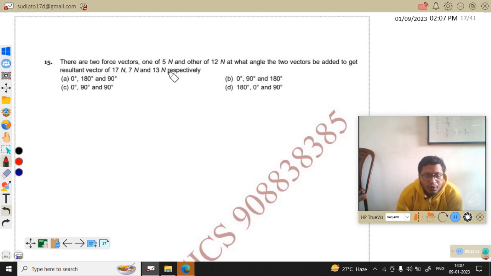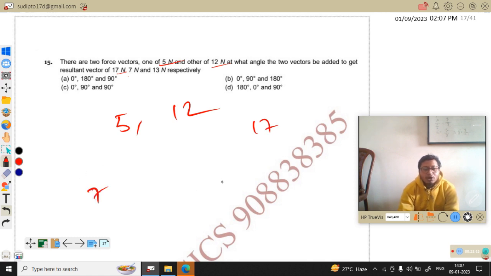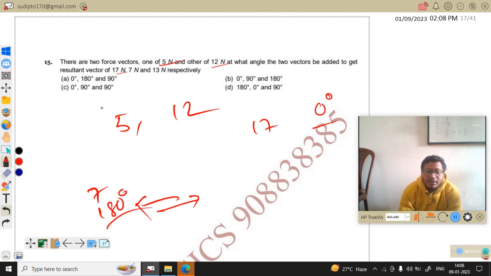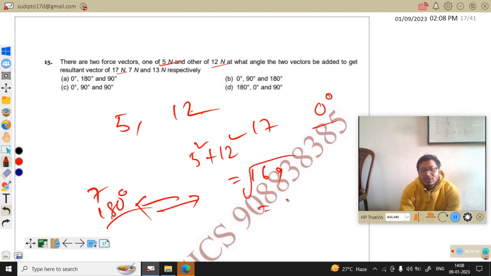There are two forces, 5 and 12. At what angle should the two vectors be added to get the resultants 7, 17 and 13? Two vectors are given, so the maximum is 17 and the minimum is 7. The maximum occurs at 0 degrees, the normal algebraic sum, and 180 degrees means opposite. So 7 occurs at 180 degrees, and for 13, 5 square plus 12 square is 169, and the root of 169 is 13.